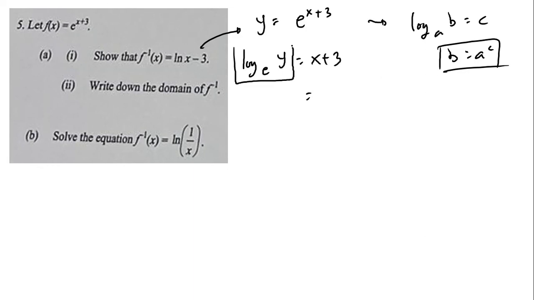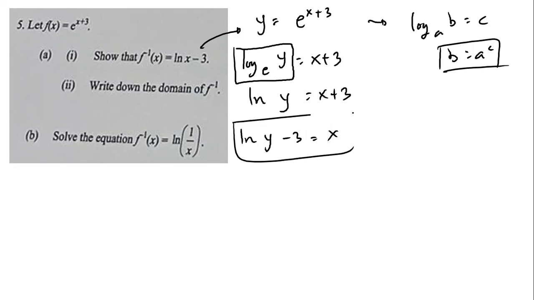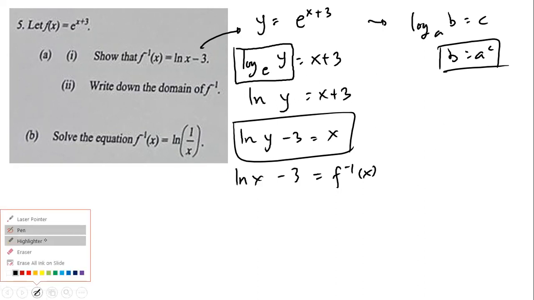So here it equals ln. Ln is the natural logarithm, so you don't write the base number again, because it is already stated in the function. Ln, natural logarithm, and then here is minus 3 equals x. This is the inverse function. Write it once again like this, so it's a proof.